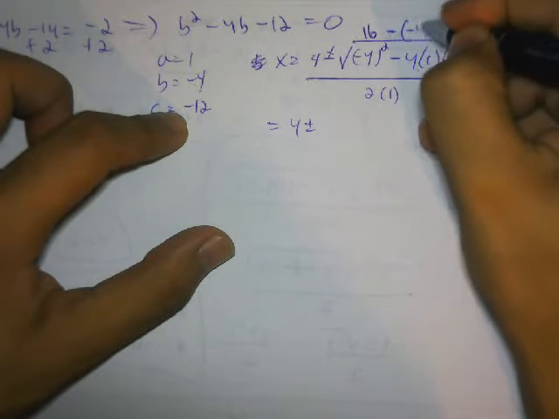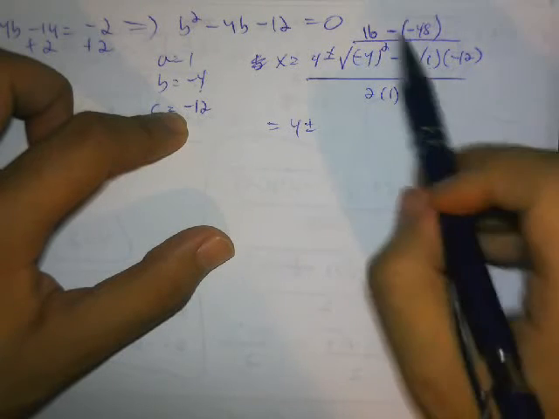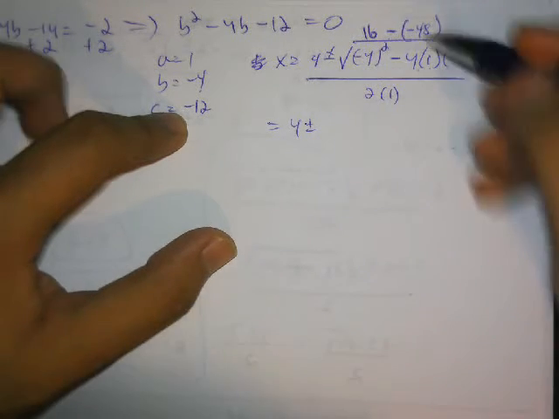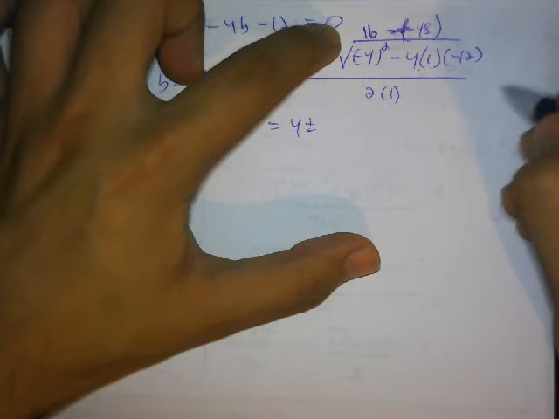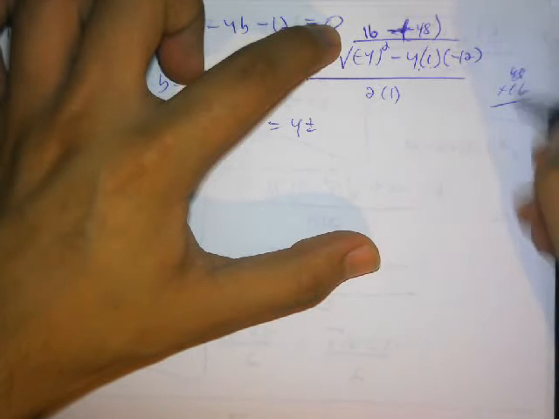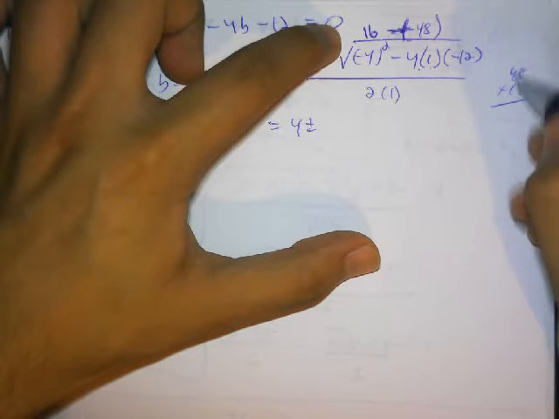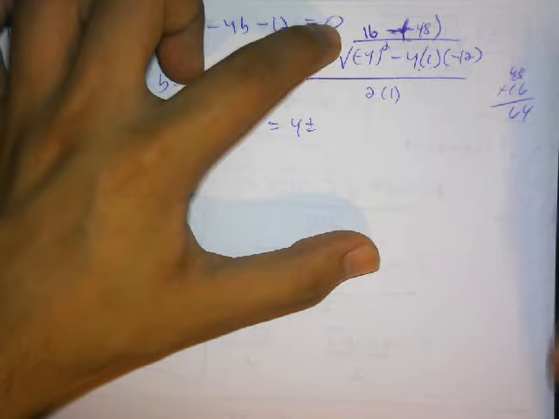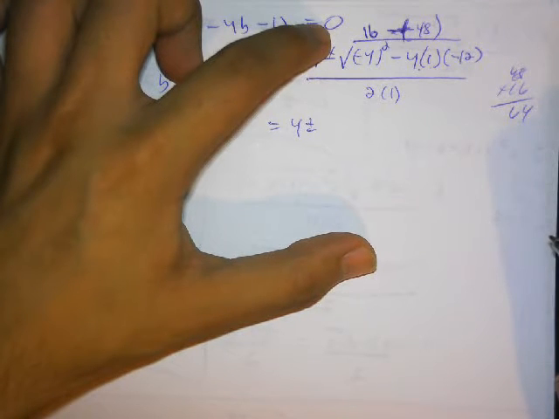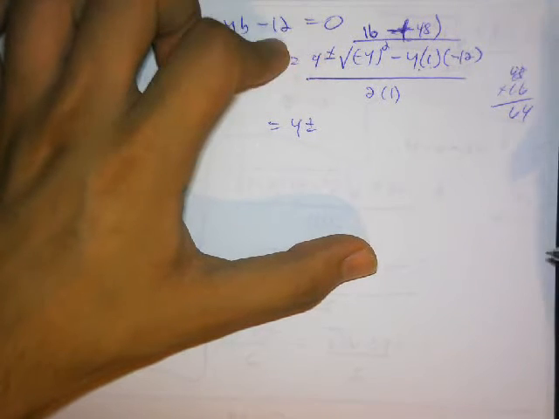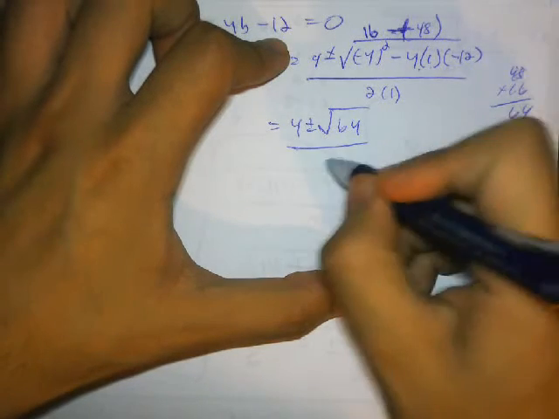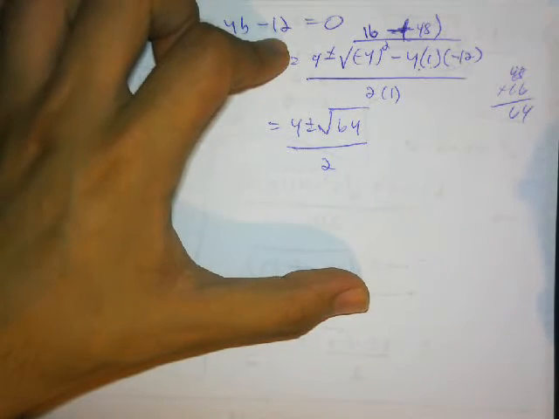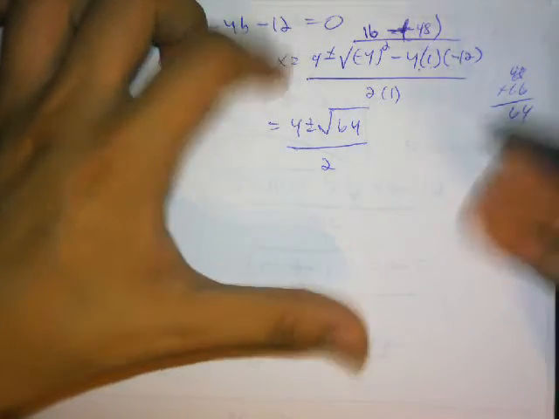Negative 48. So 16 minus a negative 48, so that's plus 48 there. 48 plus 16 is 64. Is that correct? Yes, it is. So the square root of 64 all over 2. The square root of 64 is 8.